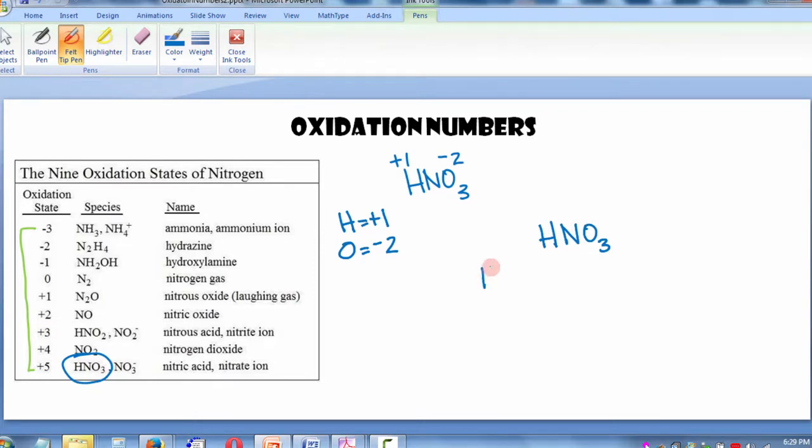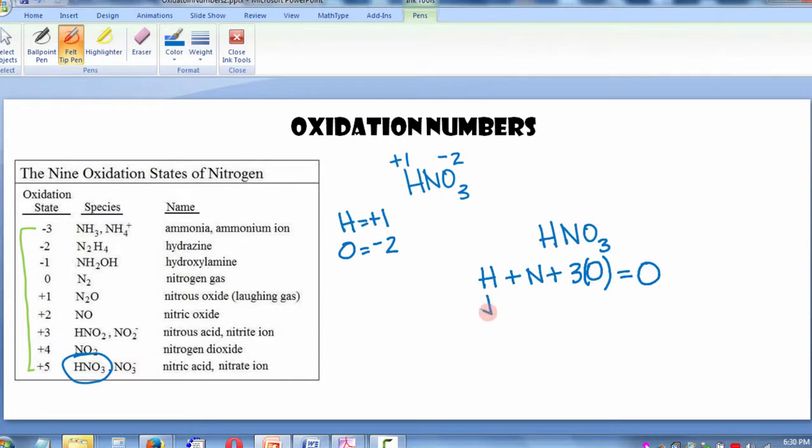So we have hydrogen plus nitrogen plus 3 oxygens. I can put that in parentheses. This must equal the overall charge. HNO3 is neutral, so we must set that equal to 0.